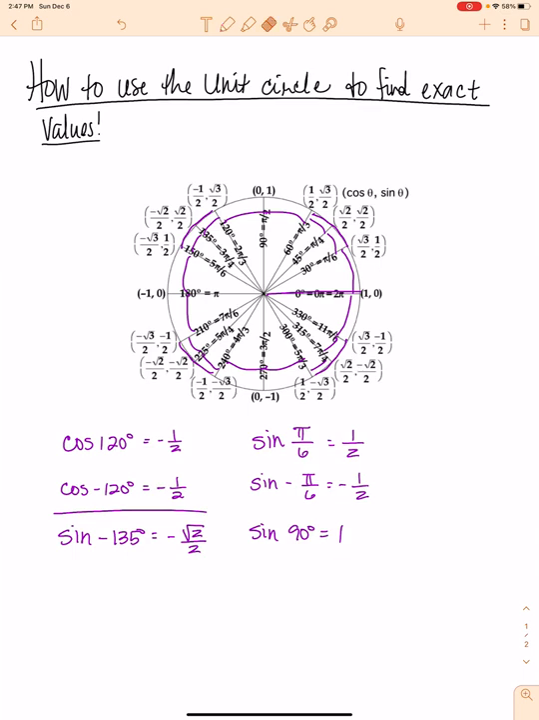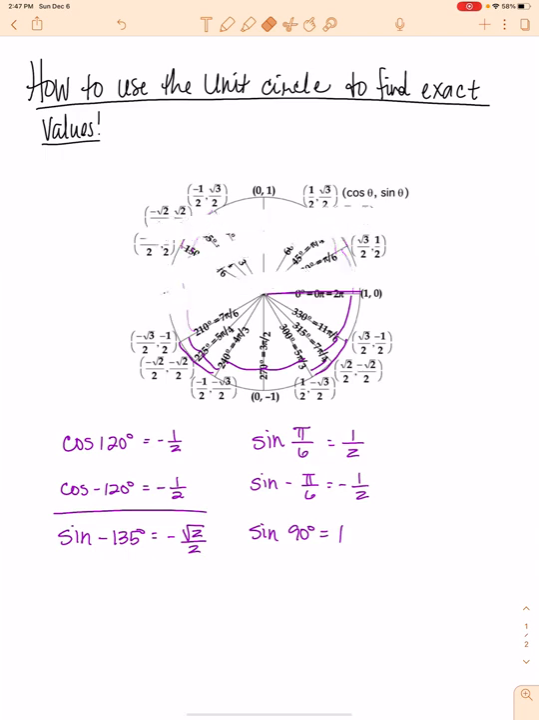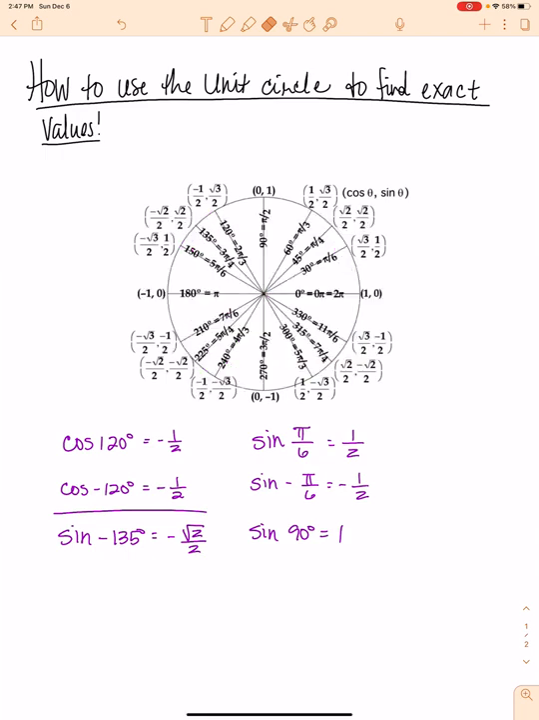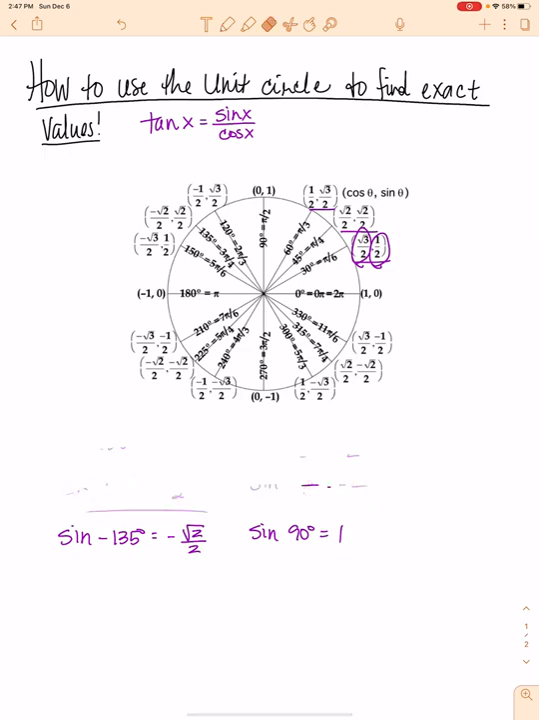All right, now we're going to talk about something that several of you struggled with when we were talking about this in class. Let's talk about our tangent values. Remember that we have a quotient identity that tangent x is equal to sine x over cosine x. Well, that means that tangent at any one of these ordered pairs is going to be the sine over the cosine. So let's talk about what this would look like. Let me erase all of this so I have room to work. All right, so I'm dealing with tangent.